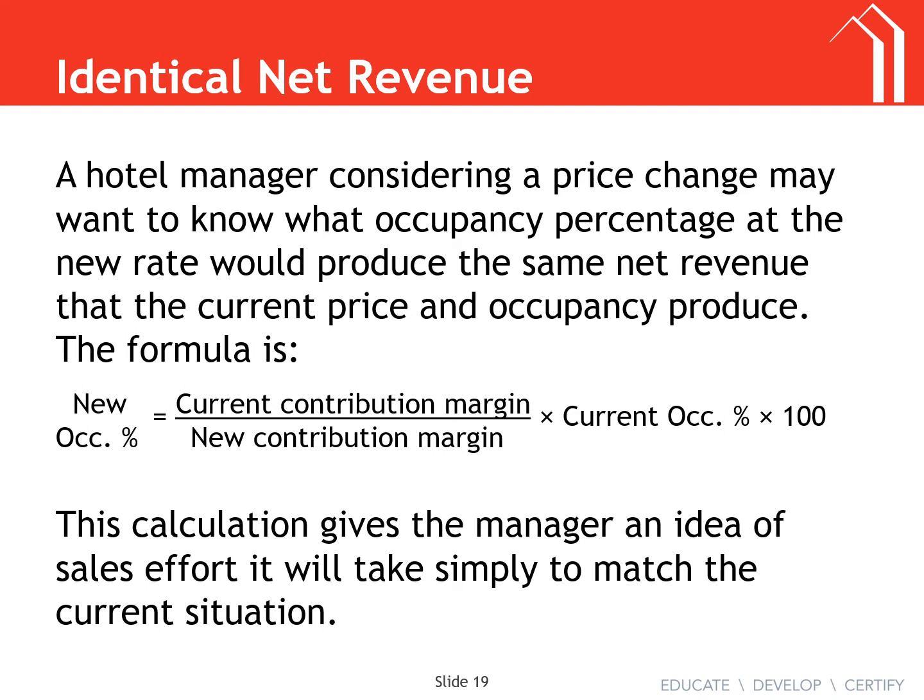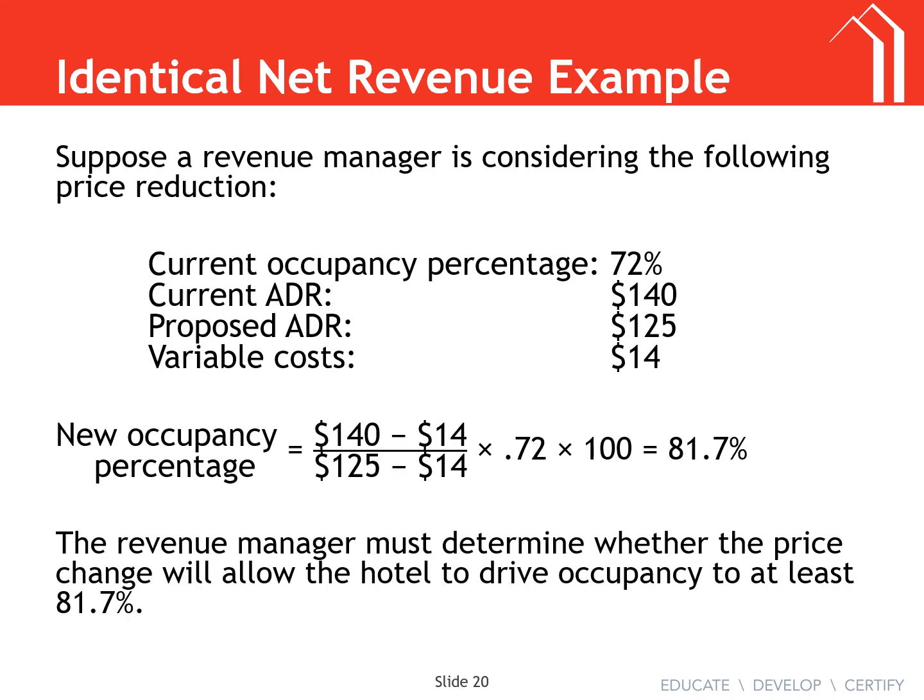And if that seems too impossible, then maybe I would just keep my rate the same and then just have that lower occupancy level, okay? So let's look at a couple of different things, okay? So we have our current occupancy percentage of 72.